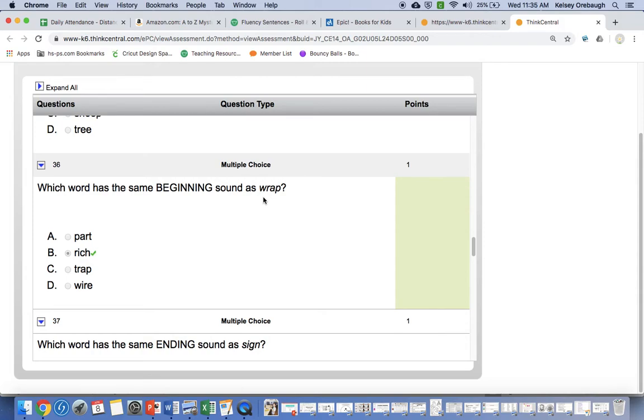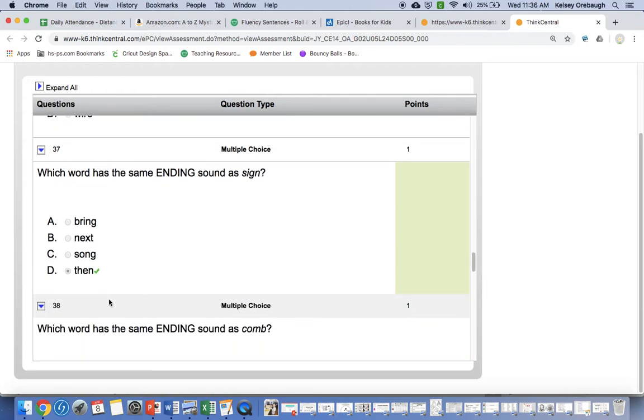C says trap. Trap begins with the t sound, or the blend tr. That is not the same as wrap. And finally, wire. Yes, they have the same beginning letter, W, but in wire, we hear the w sound. In wrap, we hear the er sound. So the beginning sound that matches wrap is B, rich.